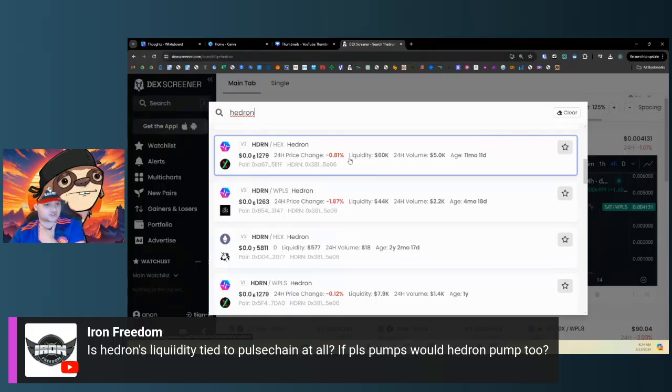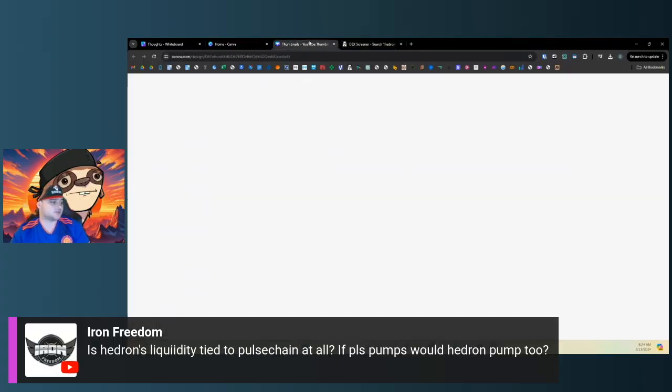So if Pulse starts going up, then Hedron will get some of the benefit of that pump. So if Pulse pumps, would Hedron pump too? Based on their liquidity bonding, yes, Hedron will be repriced relative to the higher price of Pulse, is basically what I'm trying to say, assuming there are no people selling their Hedron for Pulse. Also, that's another thing to keep in mind.